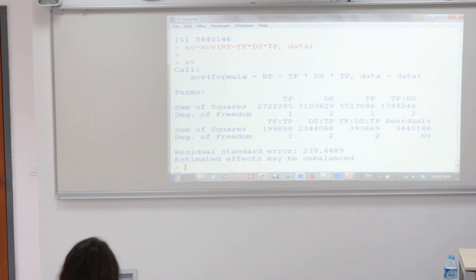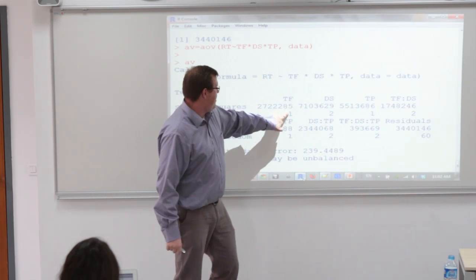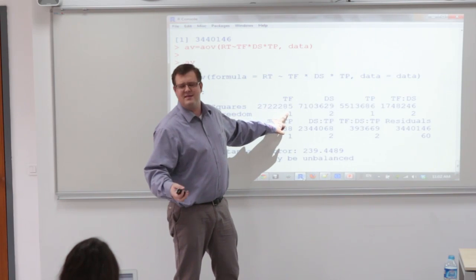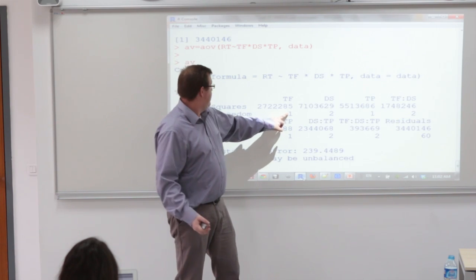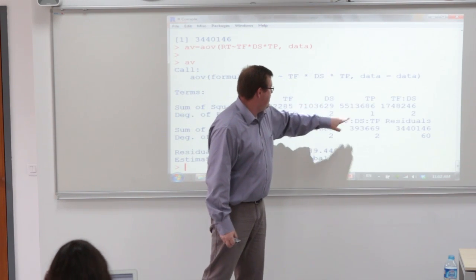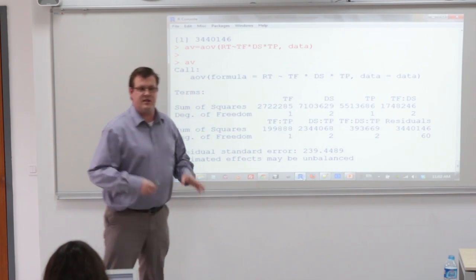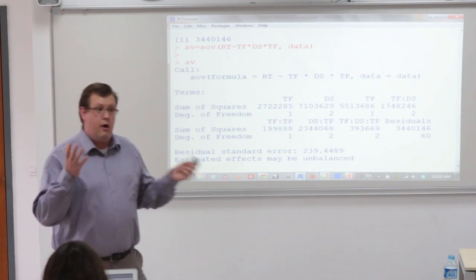So all I need to do to find the mean squares for each of these is divide this by that. That'll give me the mean squares. So I can find the mean squares for display size, just divide this by that. For target presence, divide this by that. For our interactions, it's all the same. Okay, so we know how to get our mean squares.